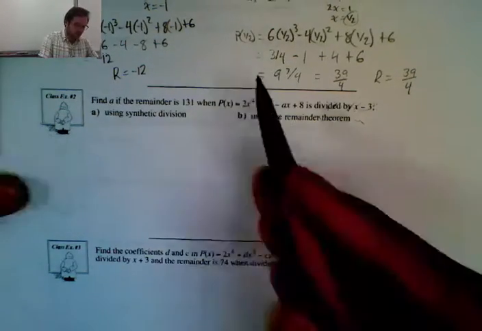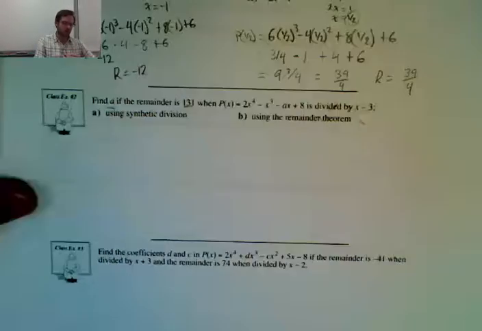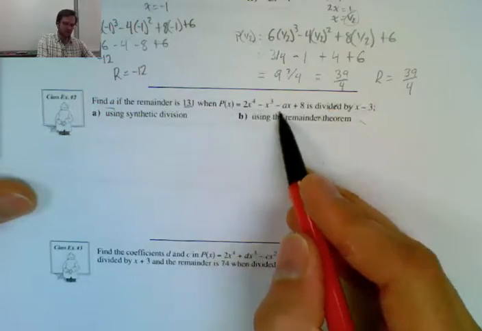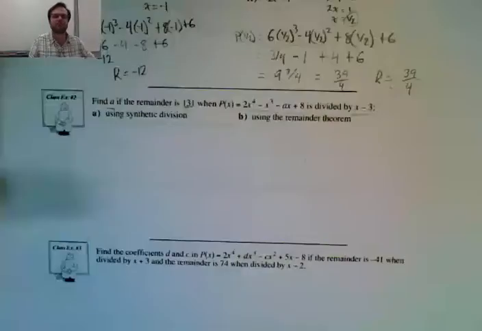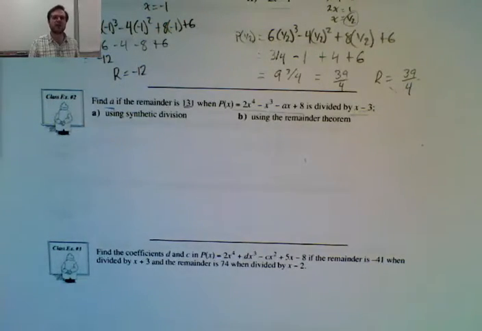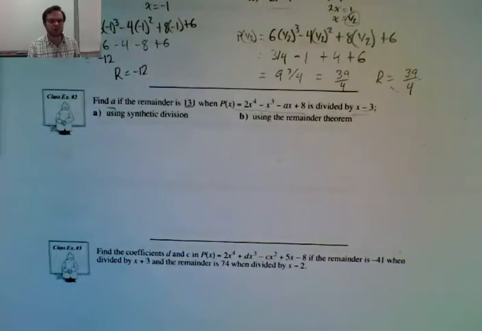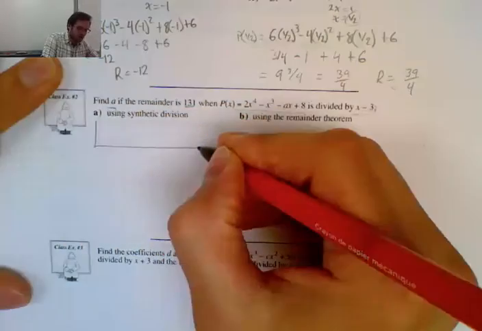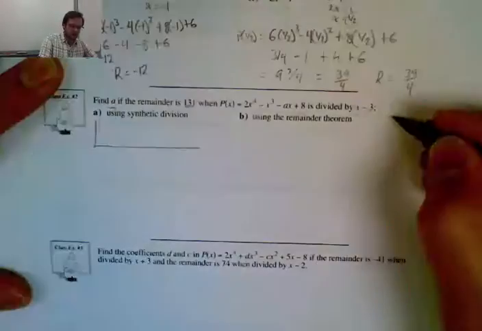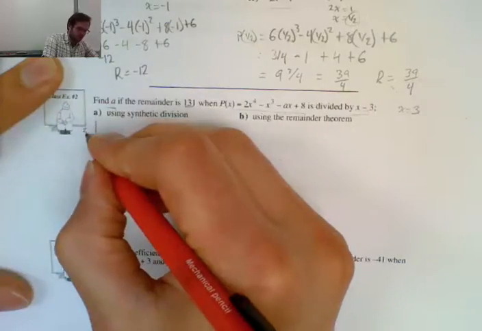So class example 2, we want to find a when the remainder is 131, and we have our polynomial function here, and we're dividing by x minus 3. Okay? Well, this looks complicated because now our unknown is actually in the polynomial function. But it's not really that bad. We're going to start off by using synthetic division, which is a method we've done before. So here we go. Make my little synthetic division thing. Here we want when x is equal to 3. I'm going to solve and make it equal to 0, so I'm going to put a 3 there.